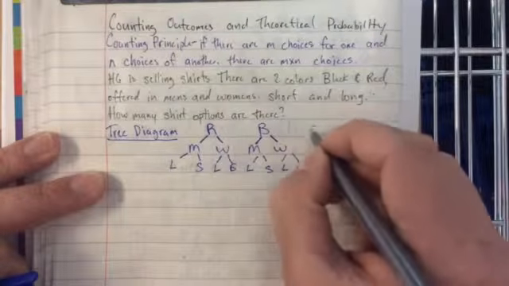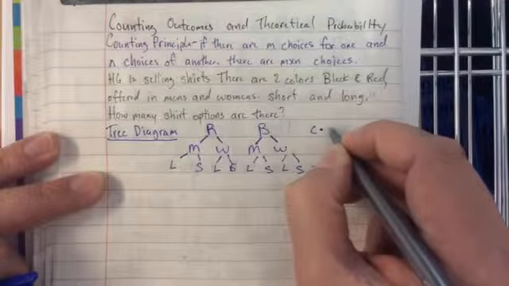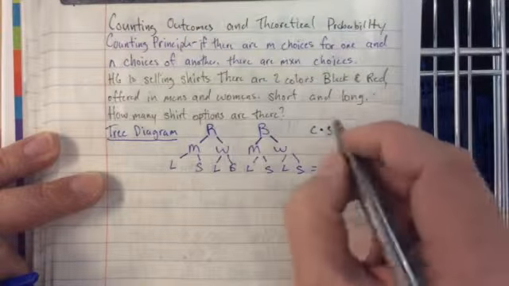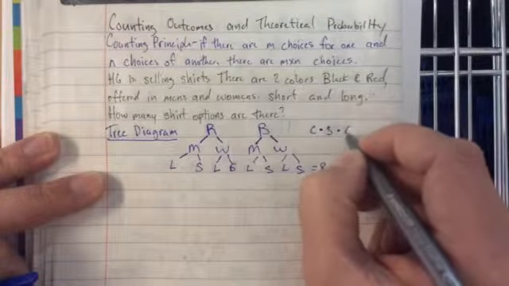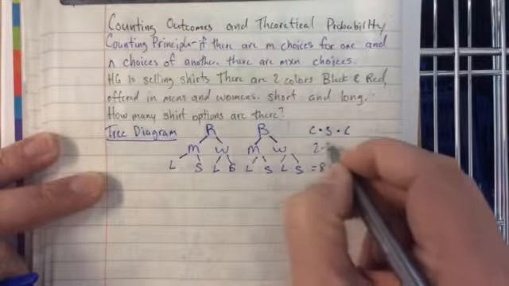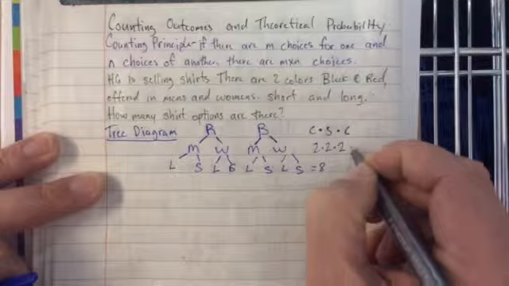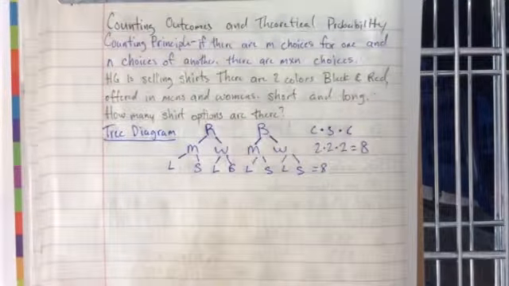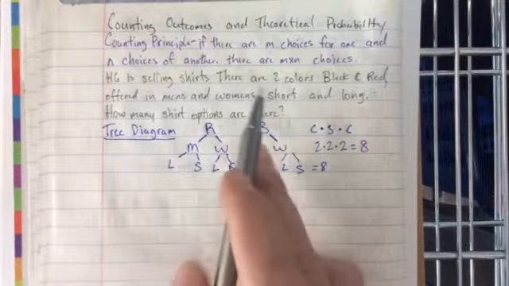So we have color times male or female times length. So color times sex times length is 2 times 2 times 2, which equals 8. So that's the counting principle.